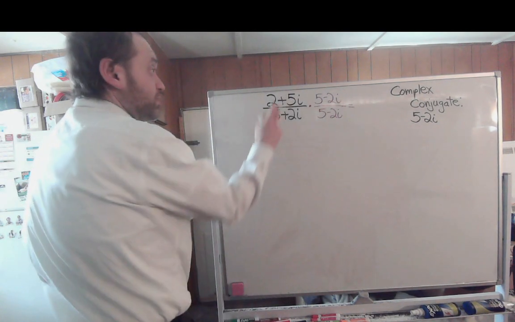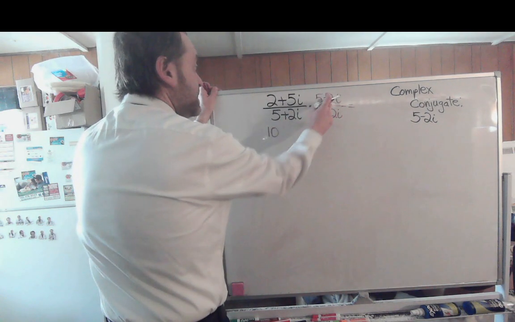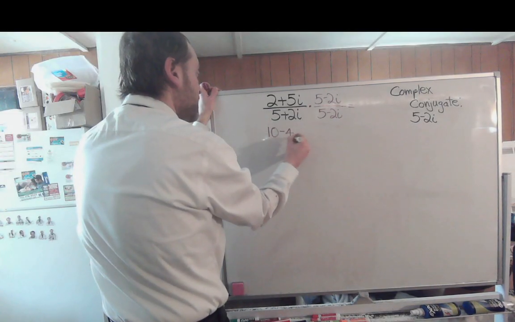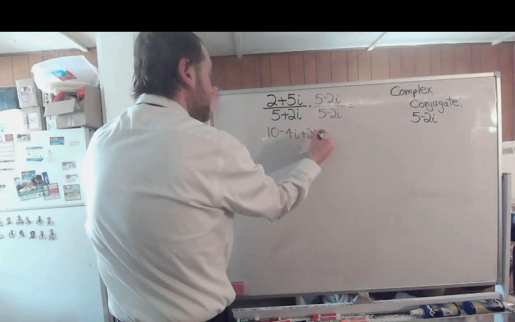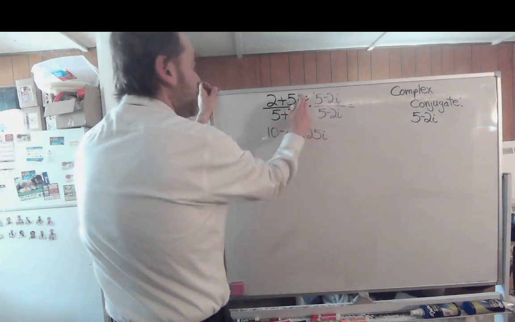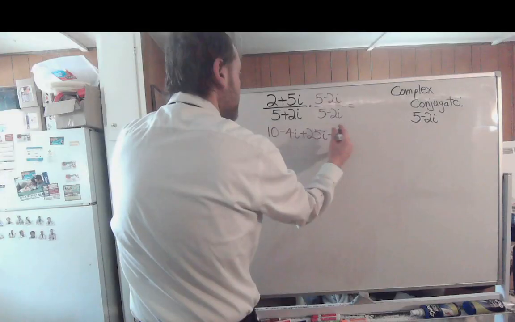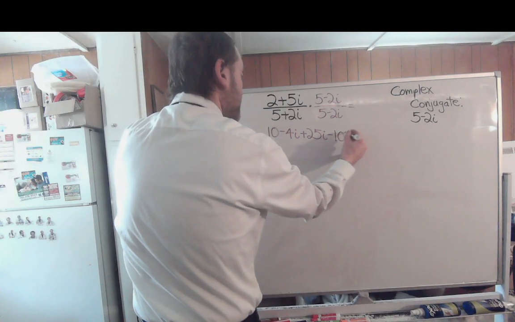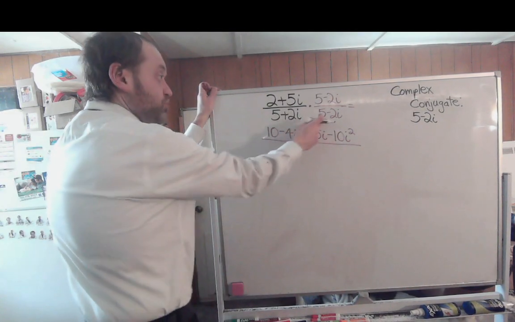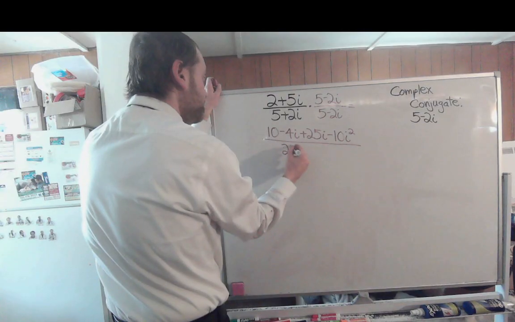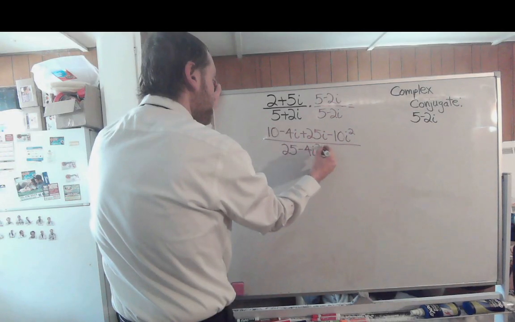So let's do the FOILing of the top. 2 times 5 is 10. 2 times negative 2i, so that'd be minus 4i. 5i times 5, that'd be plus 25i. And then 5i times negative 2i, that'd be minus 10i squared. This would all be over the bottom, which will be a perfect square, and would turn into 25 minus 4i squared.